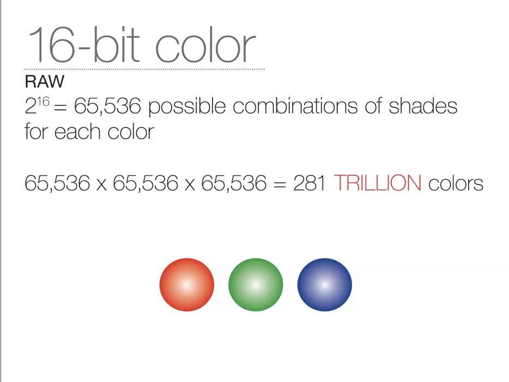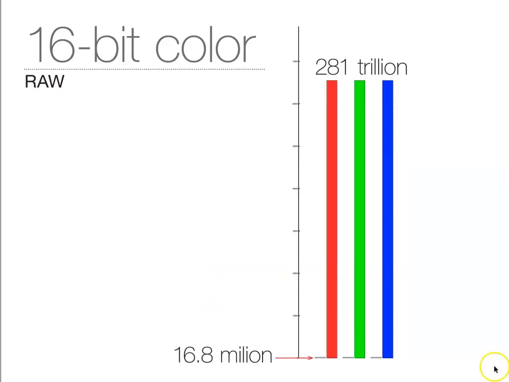If you're dealing with 16-bit color, which is the equivalent of camera raw, if you're using a digital camera to take pictures, it's 2 to the 16th power. And that gives you 65,536 possible combinations of shades, which comes out to 281 trillion colors. This slide shows you a chart where you have down here the 16.8 million in this little tiny box, and this shows you the 281 trillion.